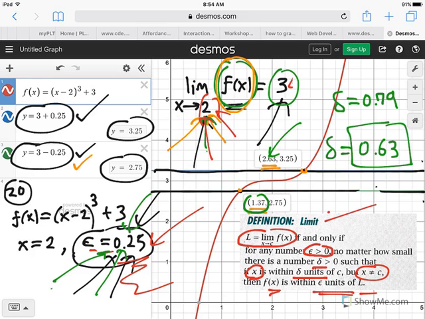So this definition of limit basically says, let's keep playing this game. No matter how small you make epsilon, if you can always find delta that would satisfy that the output values of the function will be within epsilon units of the limit, as long as the input values are within delta units of c, no matter how small you make epsilon, if you're always able to find delta, that means the limit exists.